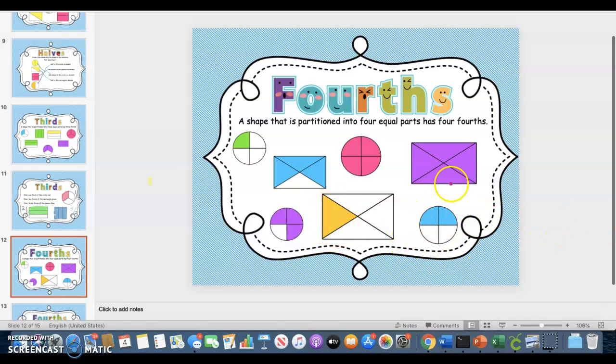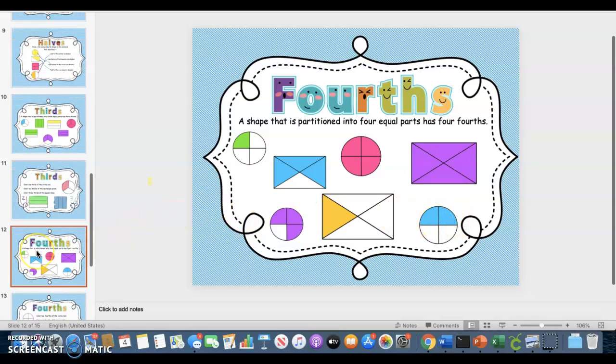And this circle, ooh, this is a tricky one. The circle has been broken up into fourths. It has 4 equal parts. How many of those parts have been shaded? 2/4, or 1/2 of the circle has been shaded. Very good, that was tricky.